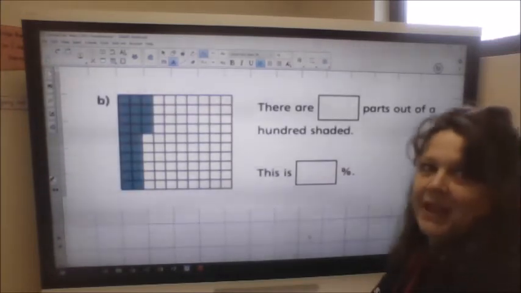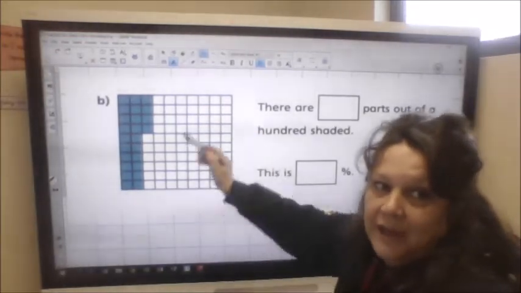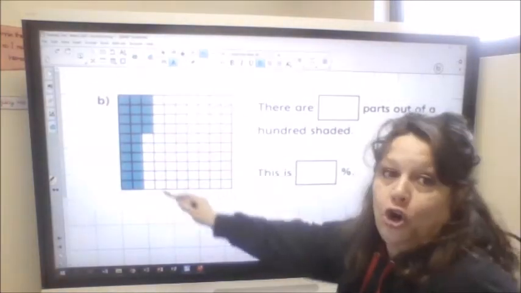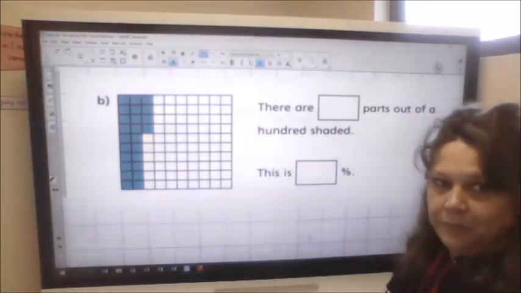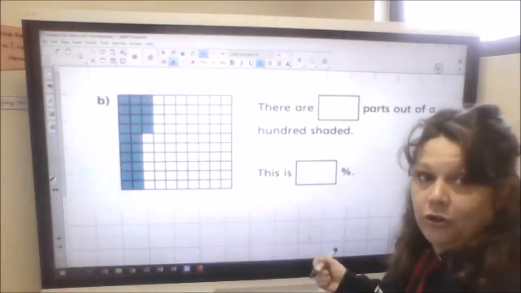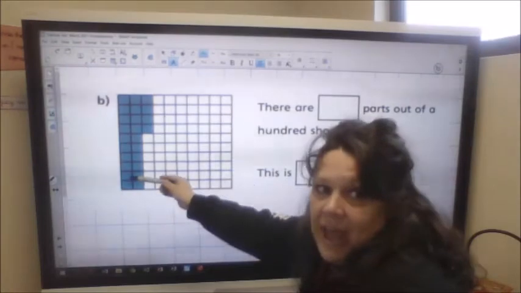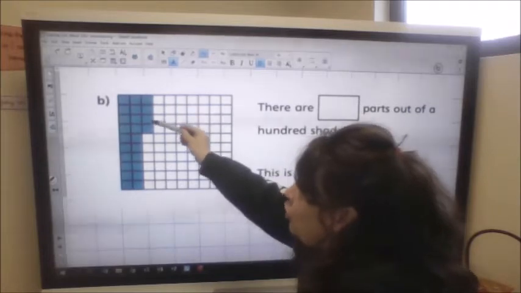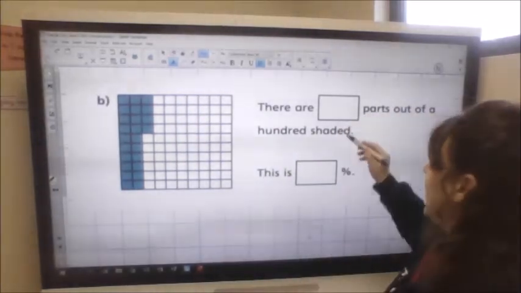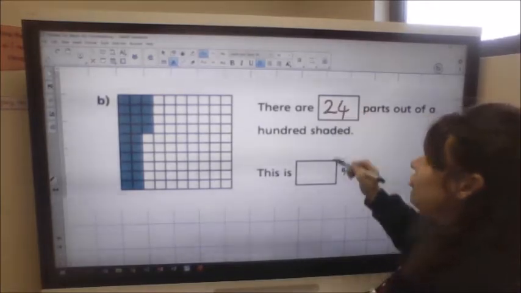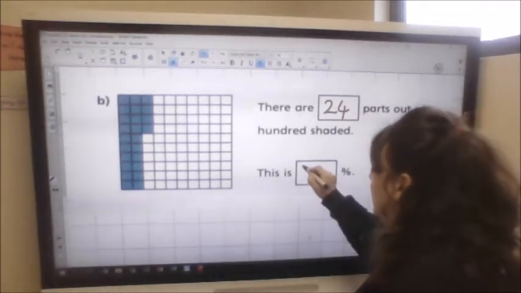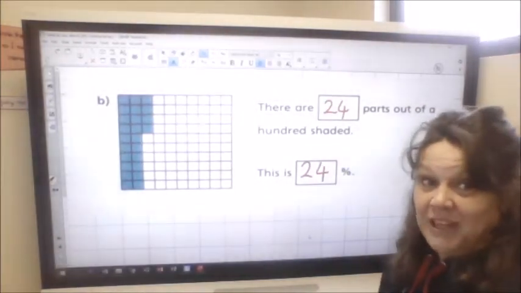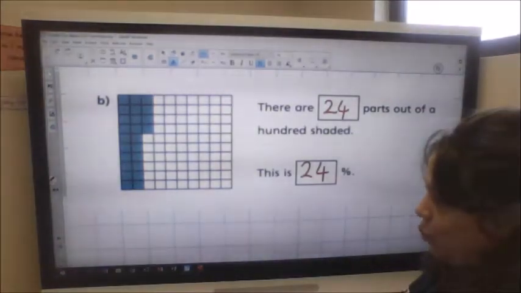Here we go. So again, I've got a square. It's divided into little individual squares, and we've got 100 again. Percent is out of 100. So this time, how many are shaded? Well, I've got 10, I've got another 10, so that's 20. 21, 22, 23, 24 are shaded in. So there's 24 parts out of 100 shaded. So that is 24%. Really straightforward, isn't it? Let's have a look at one more.